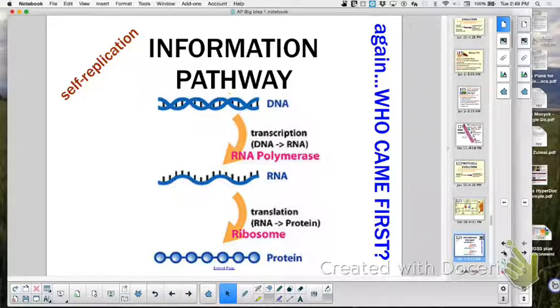Where will I build my proteins? On my little workbench called ribosomes. Proteins are made out of amino acids. Who will bring me those amino acids? tRNA. What does T stand for? Transfer. That's right. How does each transfer RNA know where to land? Its anticodon has to match the codon on the mRNA.